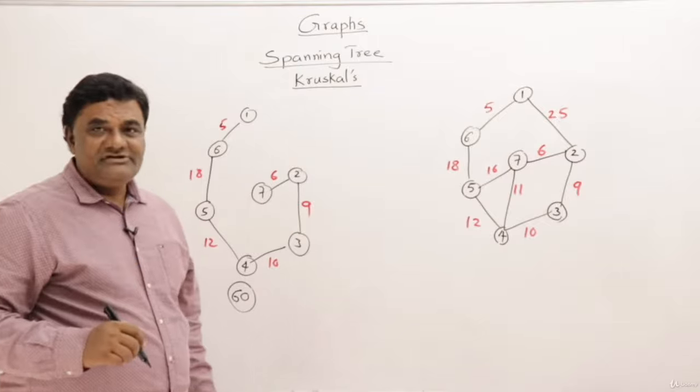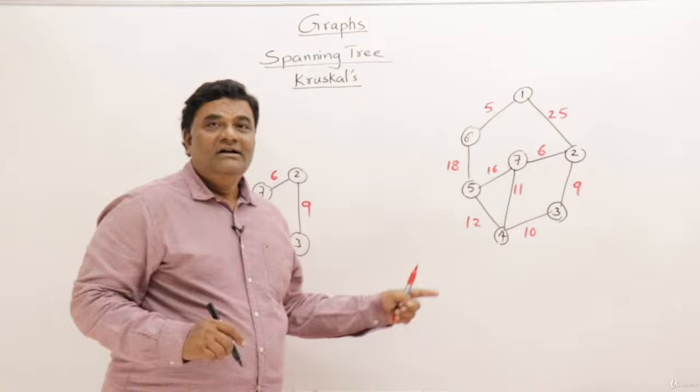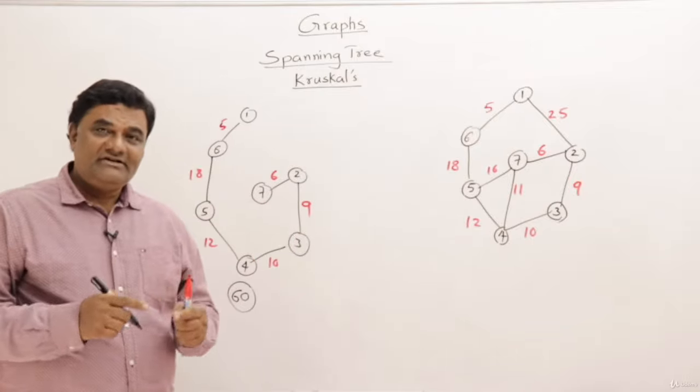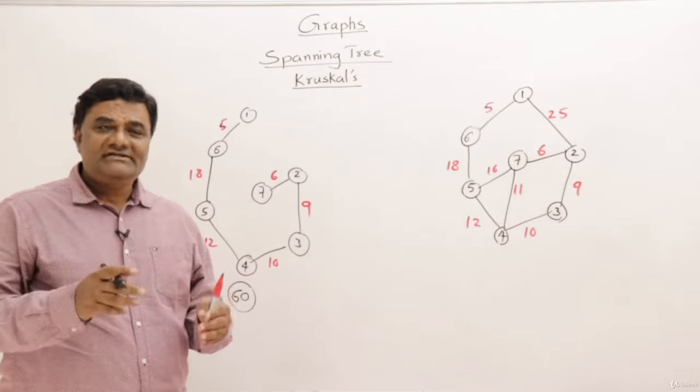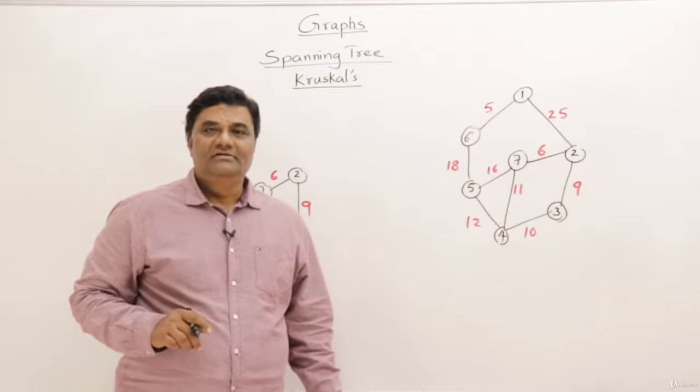So once again I repeat the procedure. Kruskal says that always select a minimum cost edge from the graph and make sure that selection of that edge is not forming a cycle. If it is forming a cycle, then go to the next minimum edge. That's all about Kruskal's method.